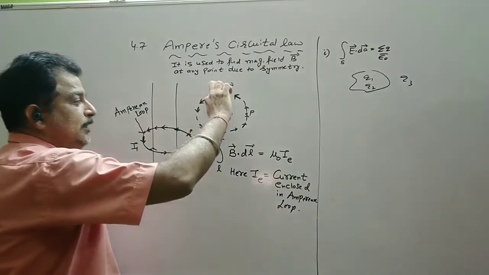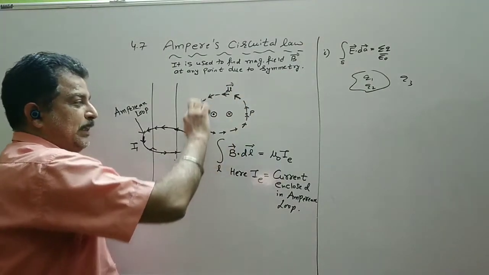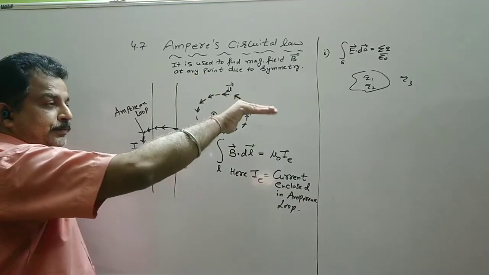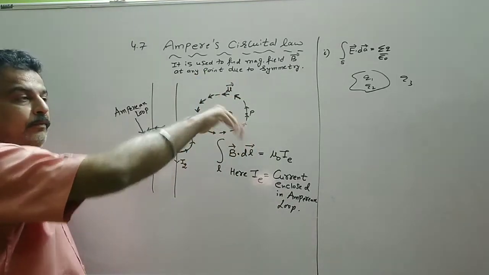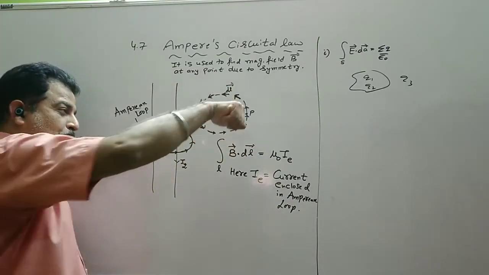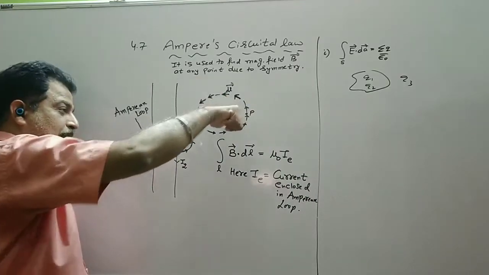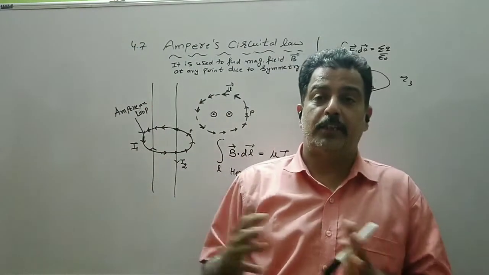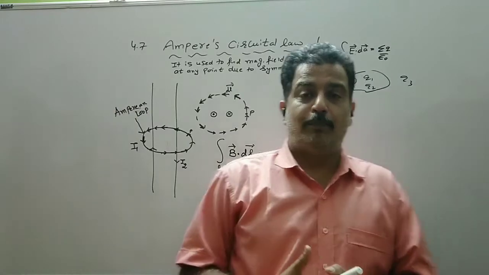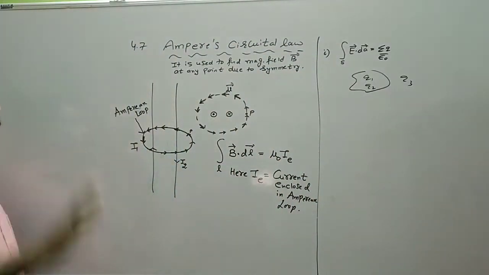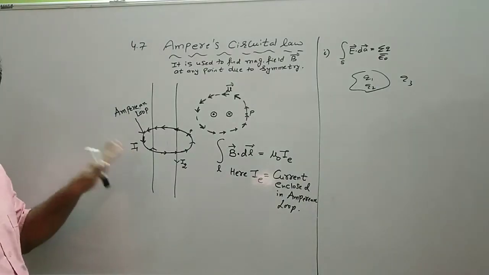If I have taken this in a clockwise direction, then I will curl my fingers like that in the direction of the line element. So thumb is pointing inward. If thumb is pointing inward, then all the current in the direction of the thumb should be taken as positive. So I2 should be considered as positive, I1 should be considered as negative.